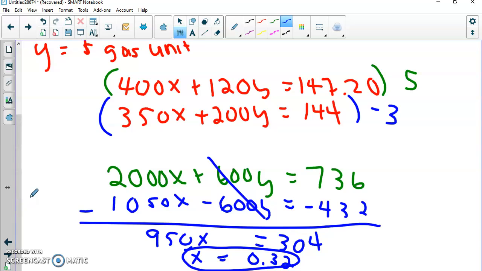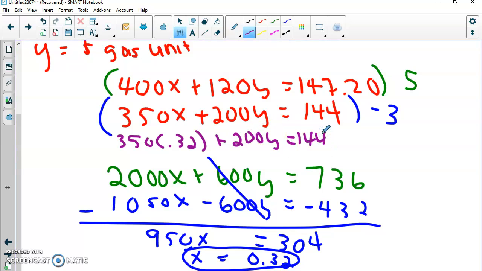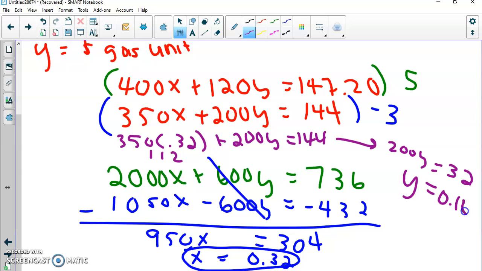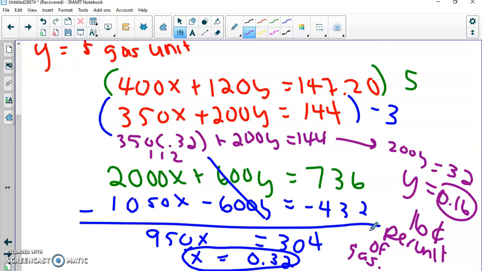So I am going to plug in the 32 cents in for X in one of my equations and solve for Y. So let's plug into the bottom one. And I'll do it in purple so it stands out. So 350 times 0.32 and then 200Y equals 144. I think I'm going to run out of space. 112 here. So over here, 200Y equals, what's 144 minus 112? 32 divided by 200. Y equals 0.16. So it's going to be 16 cents per unit of gas. Hit pause and look at all of this work if you need to.